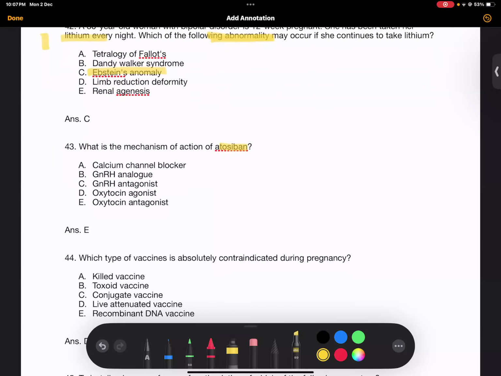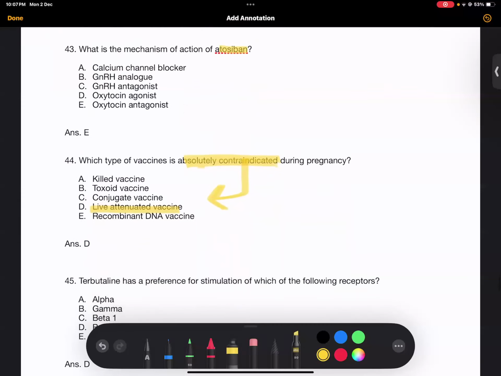Which type of vaccines are absolutely contraindicated during pregnancy? Either killed, toxoid, conjugate, live, or recombinant DNA vaccine. So we have absolute contraindication to D, yes, live attenuated vaccine. They cannot be given in pregnancy.